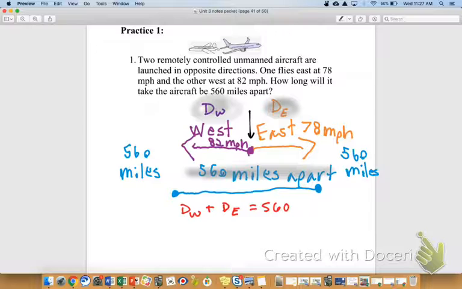This is where we get a chance to look at it and say, basically, does this seem logical? Does this make sense? So think about it. He said the distance of the western plane plus the distance of the eastern plane will equal 560. Does this seem to make sense to you?